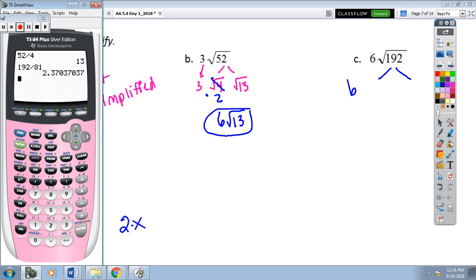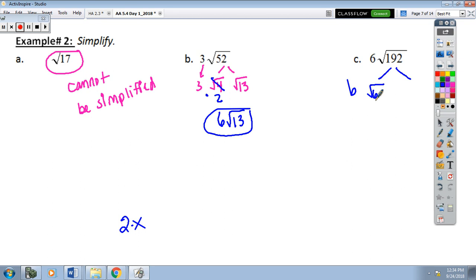That doesn't work because it gets me a decimal. 192 divided by 64. Ooh, it works. So as soon as you get a whole number when you divide, that's telling you that's your factor. So we're going to break this into 64 and 3.